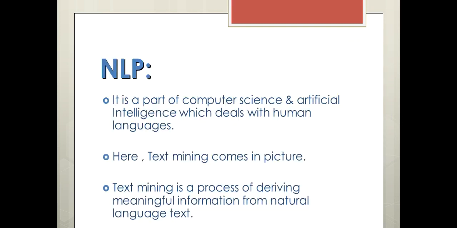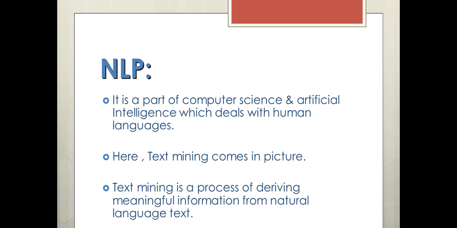So what is NLP? It is a branch of computer science and artificial intelligence which deals with human languages. As the name indicates, language processing. There are different languages which we speak, such as English, Hindi, Marathi, and so on. How will we relate these languages and convert them into another format? For that we can use natural language processing. It is a part of AI and computer science.